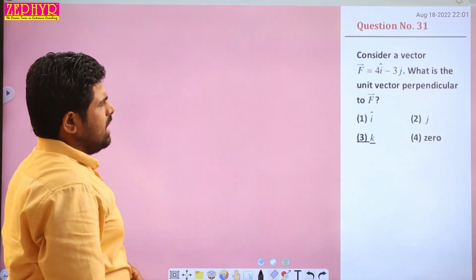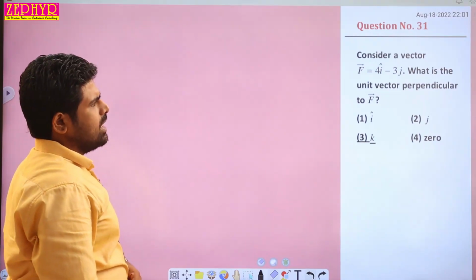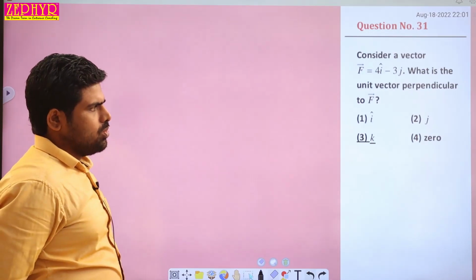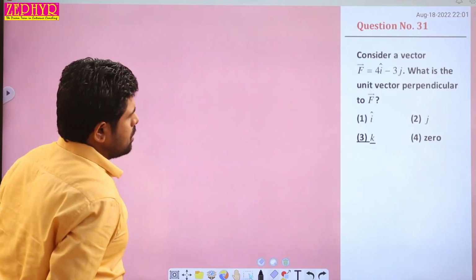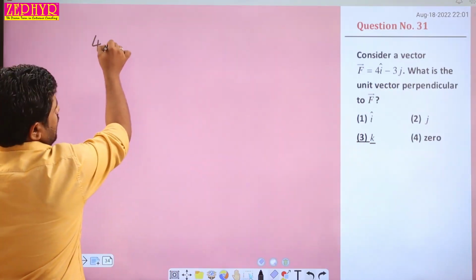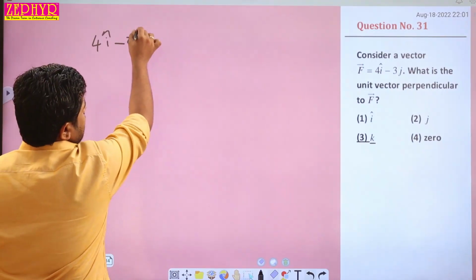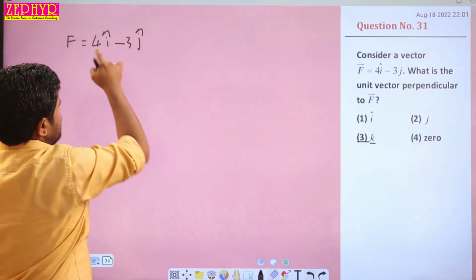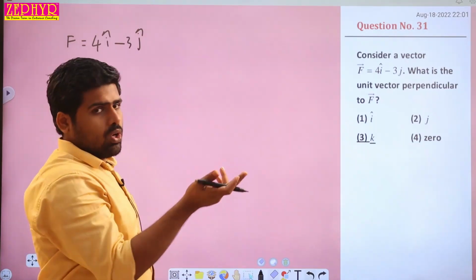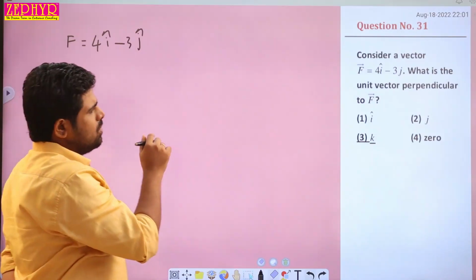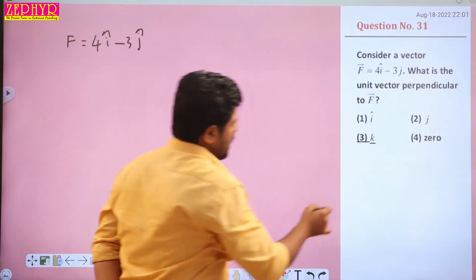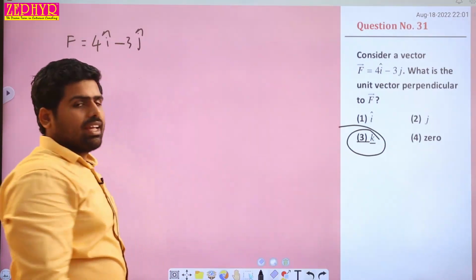Then the next one: consider a vector F equal to 4i cap minus 3j cap. What is the unit vector perpendicular to F? This one is a very simple question. Here 4i cap minus 3j cap is the force, and this force is acting in the xy plane. So the unit vector perpendicular to the xy plane is along the z axis. So the correct option is option number 3, k cap.